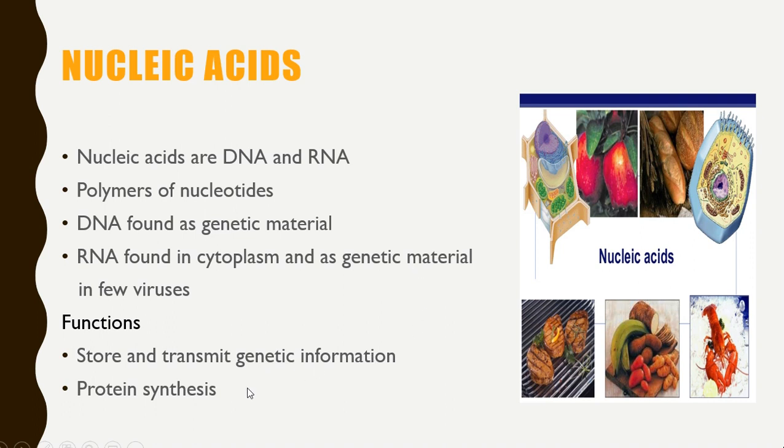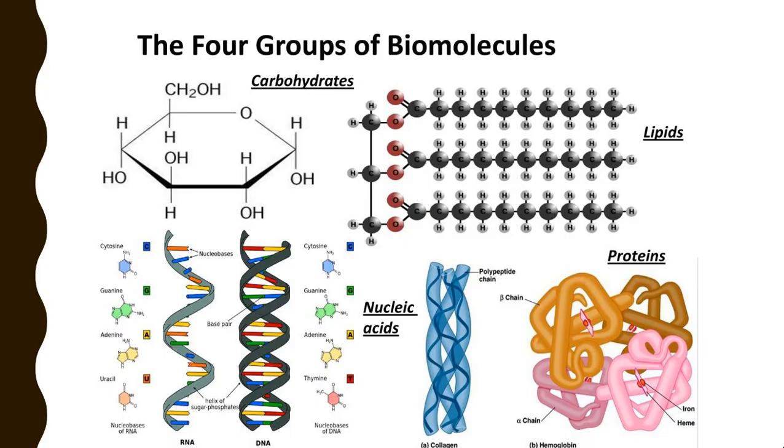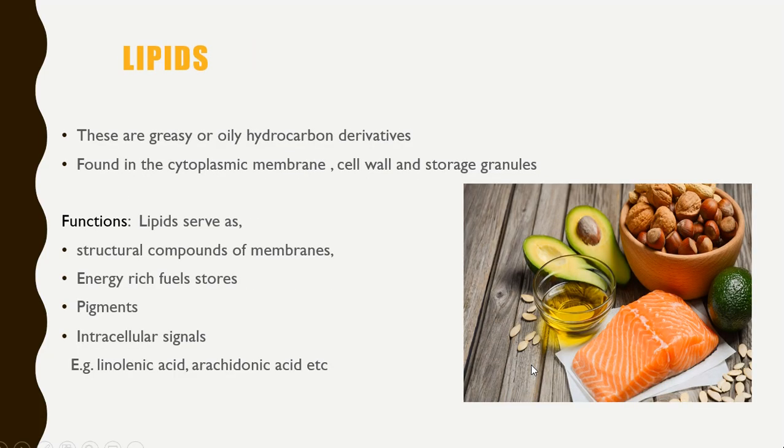Then what are the functions? Obviously we know DNA stores and transmits the genetic information, and then the RNA is useful in protein synthesis. So this is how we have the four types of biomolecules. Okay, in brief, we discussed these four, that is carbohydrates, then lipids, then proteins, and nucleic acids. So that's all about the biomolecules.